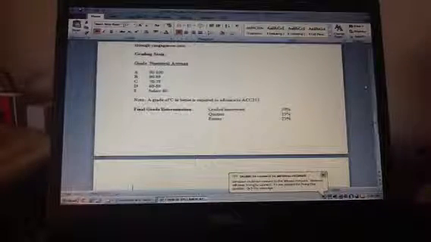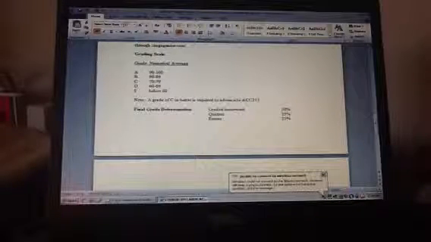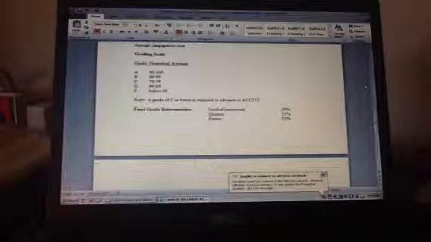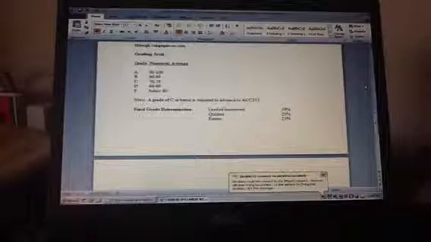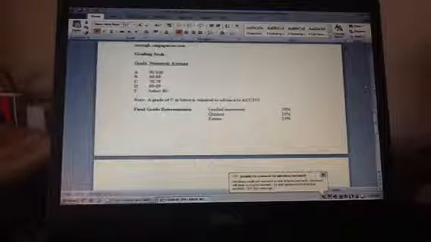On the graded homework, there are multiple opportunities to rework the homework if you get it wrong, to correct it. So as long as you're doing the work, there's really no reason why everyone can't get 100 or close to 100 on all of the homework.